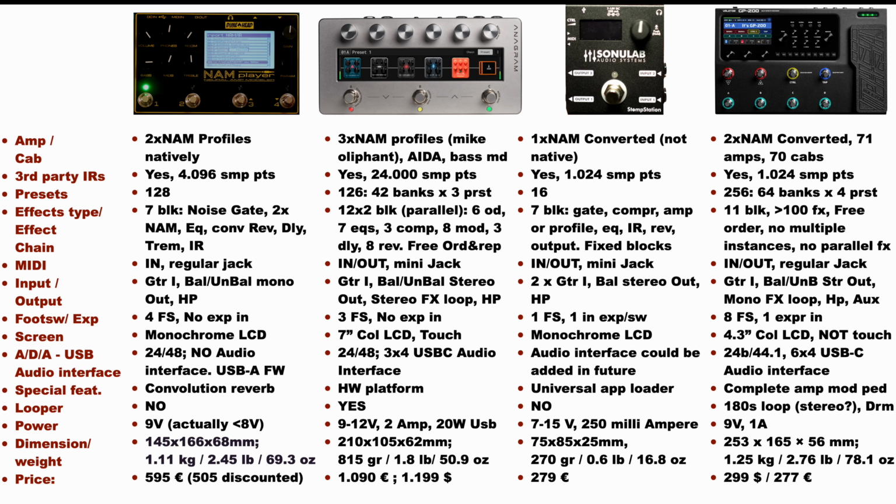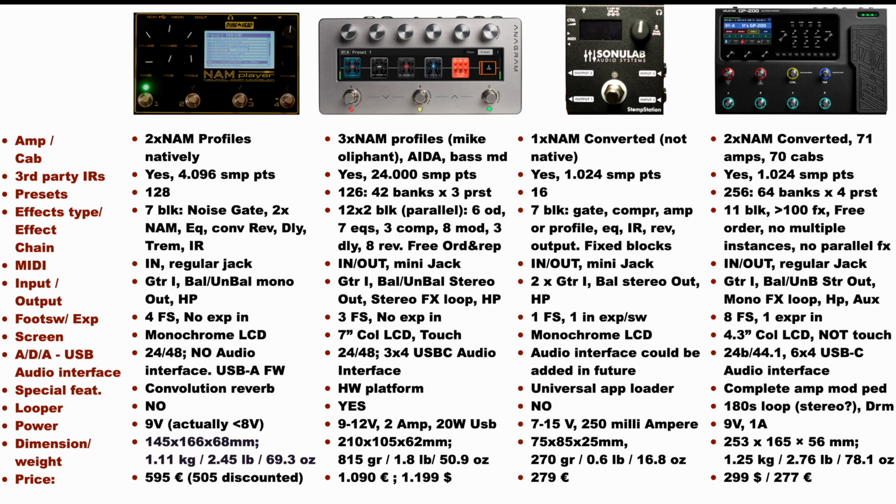And finally, we have the price, where the Anagram is the most expensive, followed by the NAM player, which currently has a promotion going on. Then we have the GP200 and the Stomp Station at almost the same price. So finally, let me highlight the main differences in my opinion.